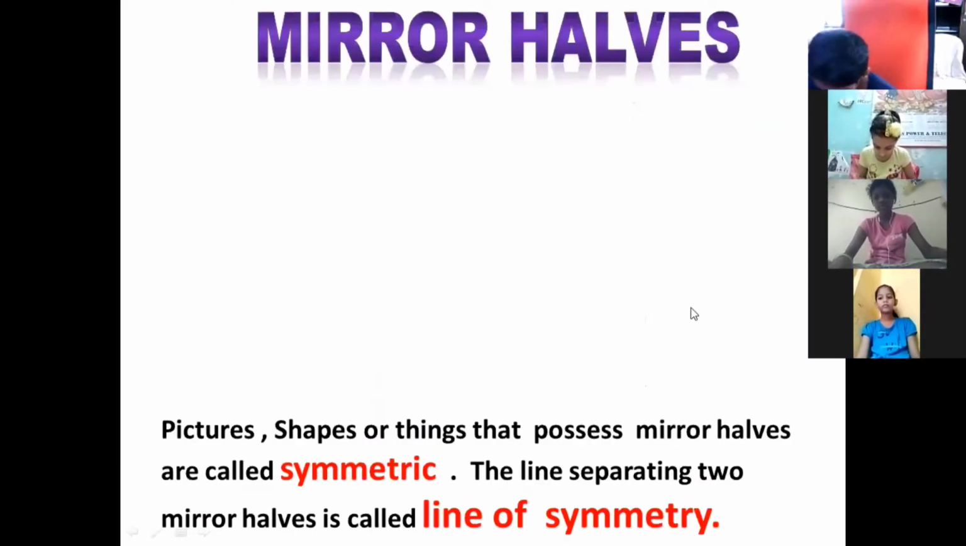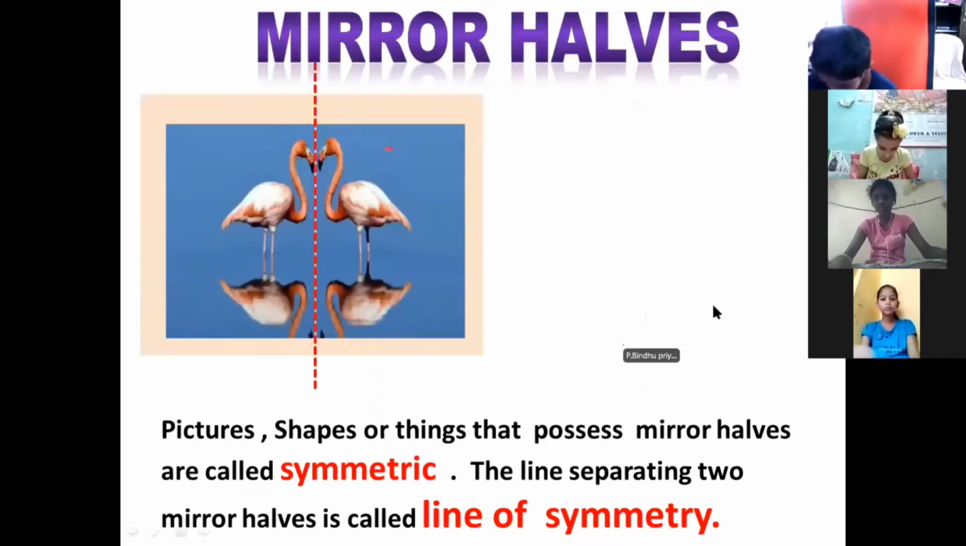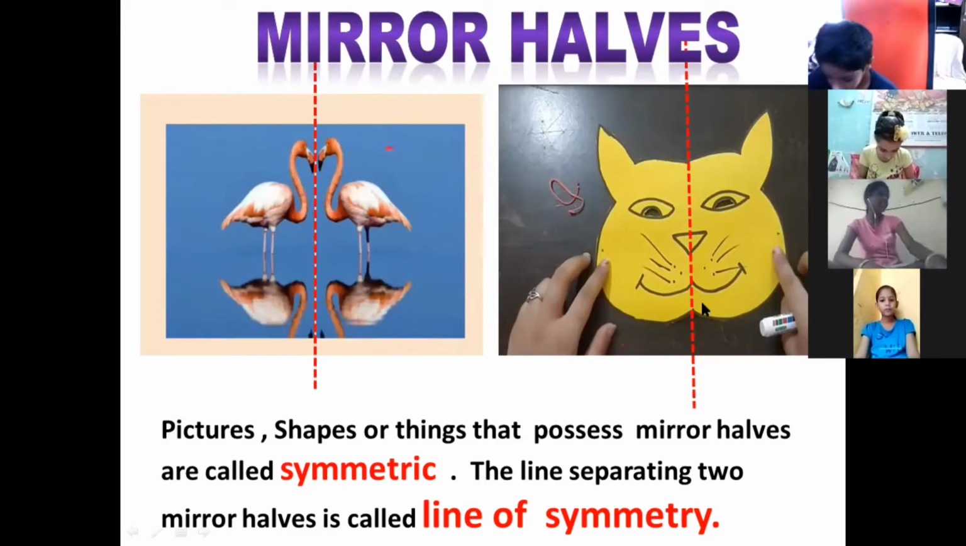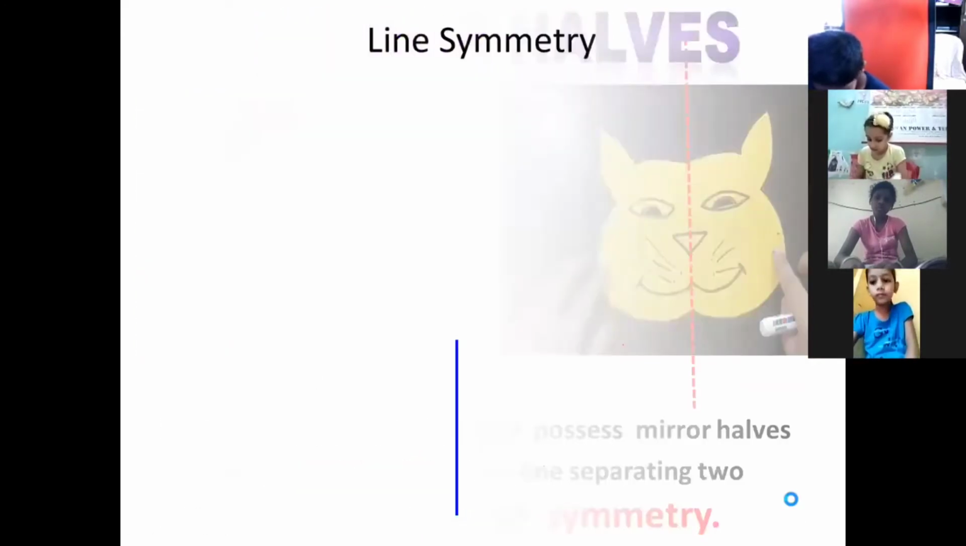Now observe the pictures here, ma'am. The dotted line divides the given picture into two equal parts. So pictures or shapes or any other things that possess mirror halves are called symmetric. The pictures are said to be symmetrical figures. The line separating the two mirror halves is called the line of symmetry. All these things you learned in the previous classes.